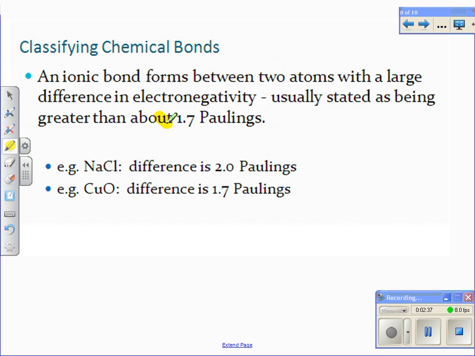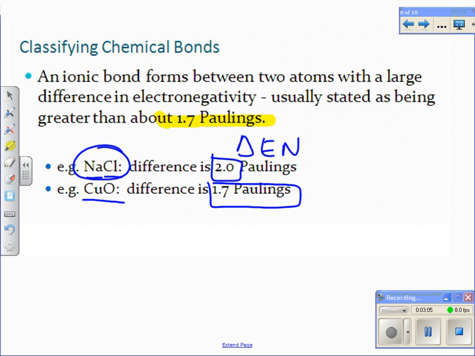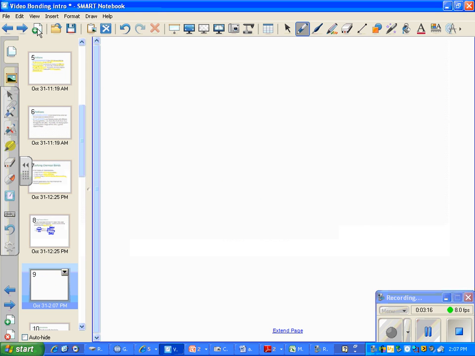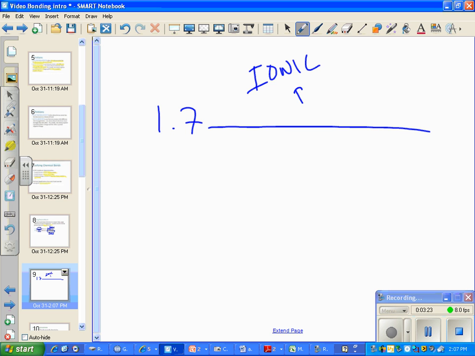We say that anything that has a difference in electronegativity of about 1.7 Paulings, where you subtract the electronegativity values, is considered an ionic bond. So you can classify it using electronegativity values. Sodium chloride, you could say, is ionic because if you look up the values for sodium and chlorine, the difference, the delta EN, is 2.0. Copper oxide, the difference is 1.7 Paulings, so that classifies it as ionic. Basically, the way we're going to classify these is anything that has an electronegativity difference of 1.7 or greater is an ionic bond.